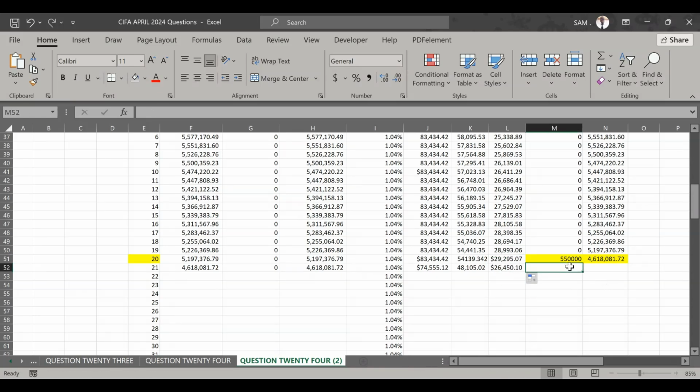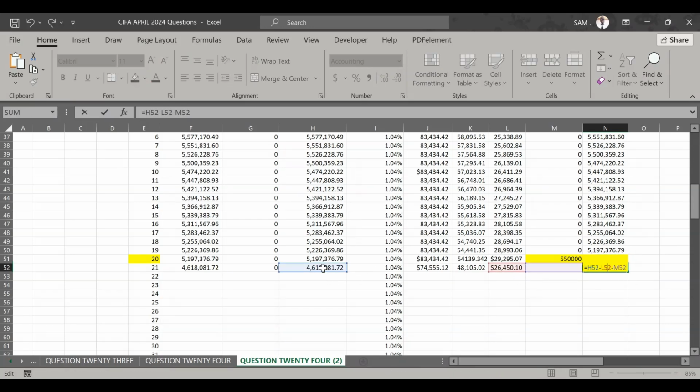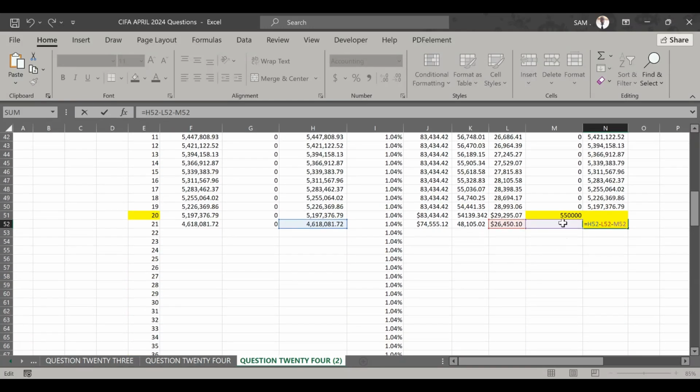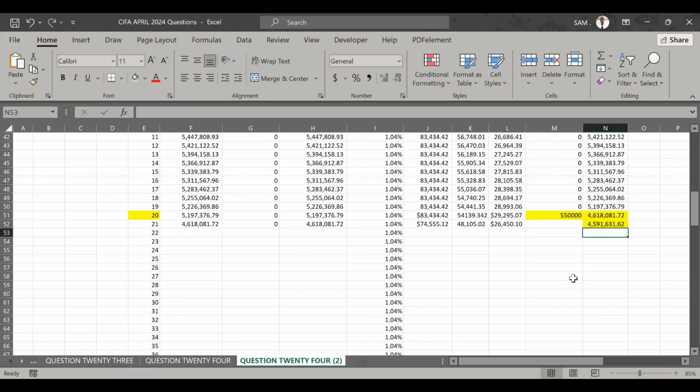Then there is no additional loan. There is no additional loan in period 21. It was only at the end of period 20. So that means our closing balance remains the opening balance. Then we knock off the principal repaid. You see the loan repaid here is 0. Then we get our closing balance of 45,91,631.62, like that.